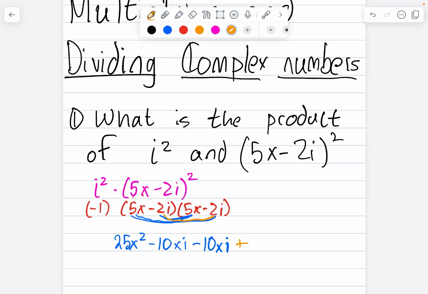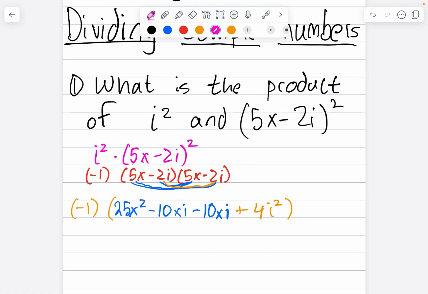2 times 2 is 4. i times i is i squared. All right? And I'm going to enclose this in parentheses, and I'm not going to forget to bring down my -1, because that's what i squared was. All right. So a couple of things we still have to do. So now what I'm going to do is combine like terms, right?